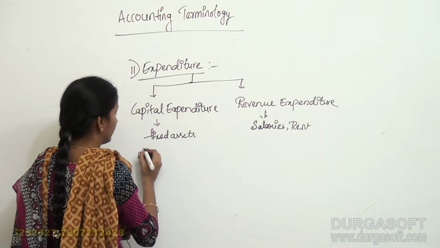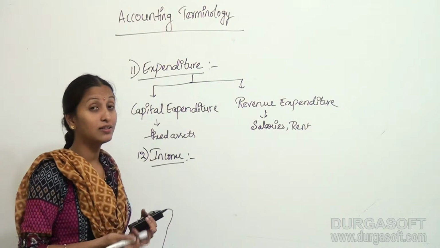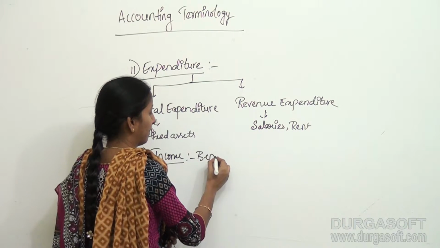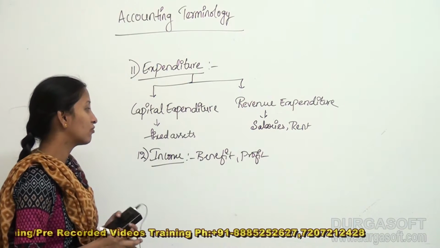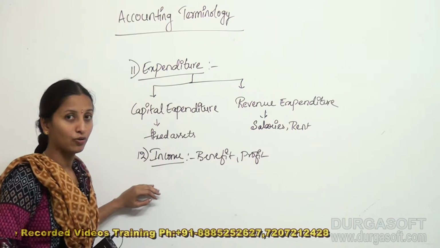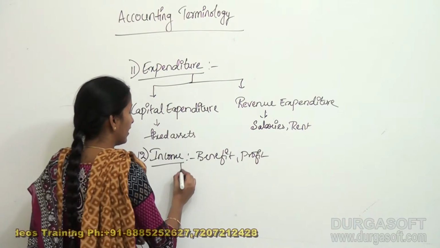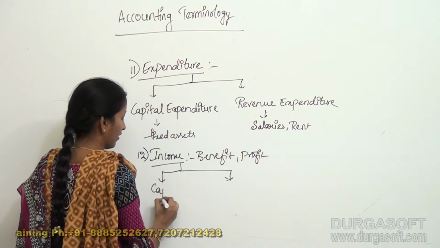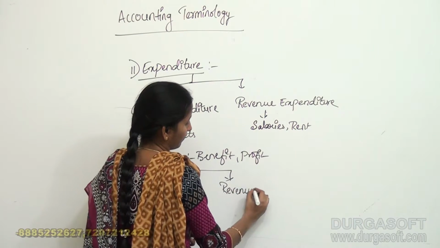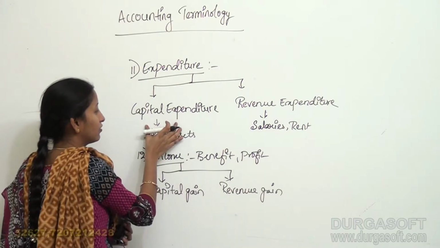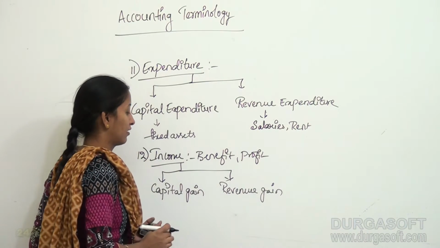And the 12th one is income. Whatever we are spending, on that whatever benefit or profit we are receiving, that is nothing but income. Not only profit or a benefit, whatever we are getting from outside, any more benefit or more profit, that is also called income. Income is once again divided into two types: capital gain and revenue gain. On whatever we are spending, the benefits we get are called capital gain and revenue gain.